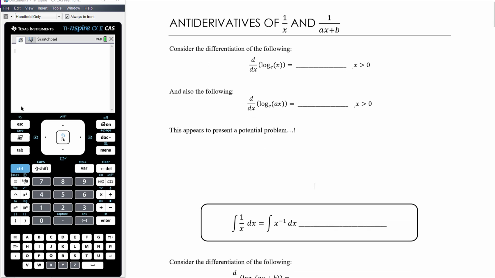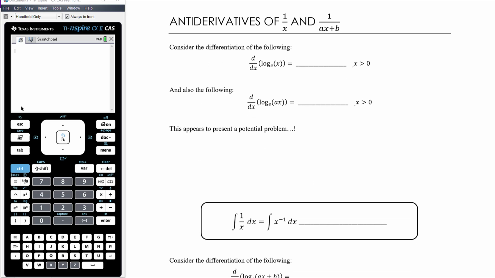Okay, so in today's video we want to look at the two things that we skipped over in the last video, which was essentially looking at differentiating x to the n where n is -1. Okay, and similarly antidifferentiating ax plus b to the n where n is -1. Okay, so 1 on x and 1 on ax plus b. So to do that we want to think about some derivatives first of all.